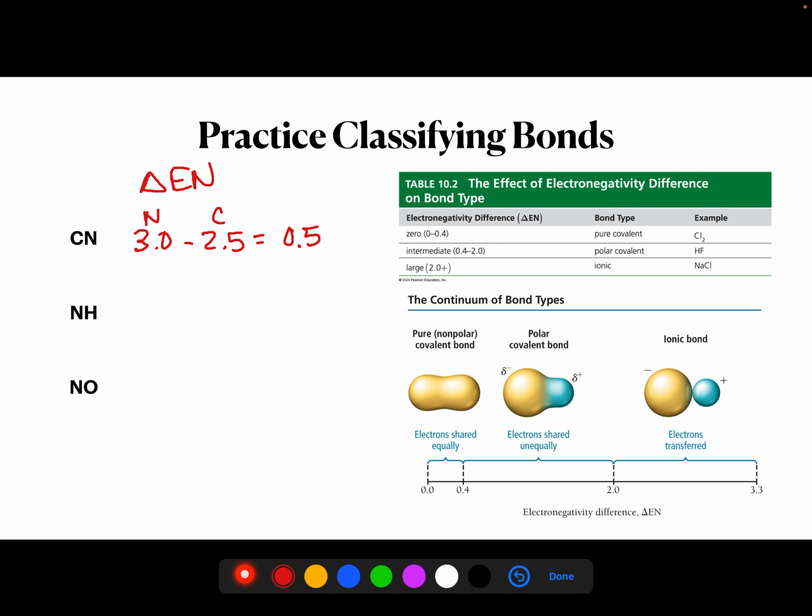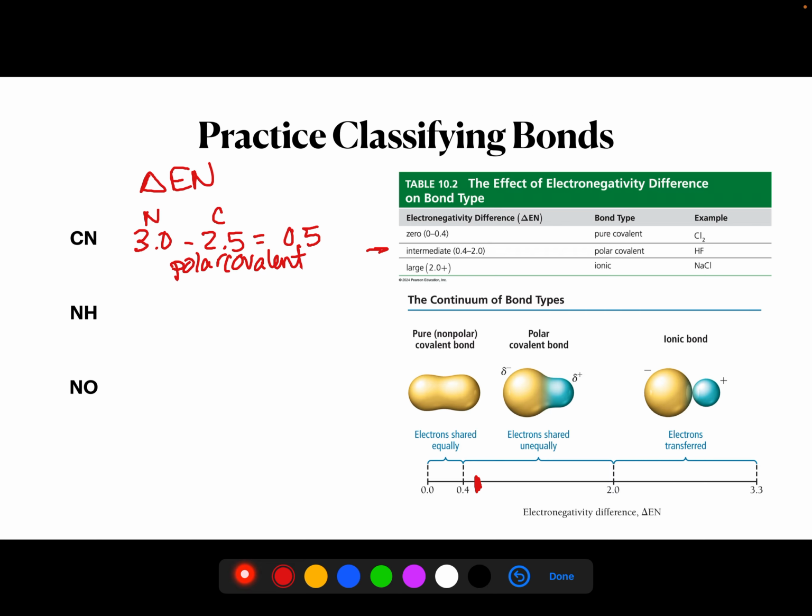So where does that fall on our table? Well, it's here in this intermediate category. So just based on the numbers within the chart, this would be a polar covalent bond. And if I look at it on the continuum, it's in this range, but it's not a really great electronegativity difference.